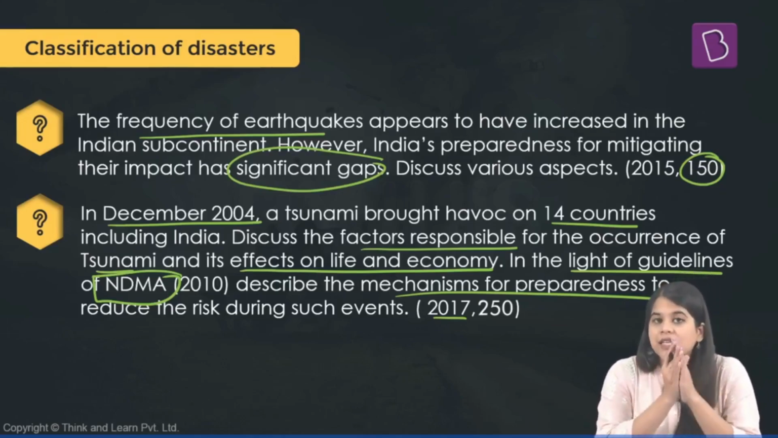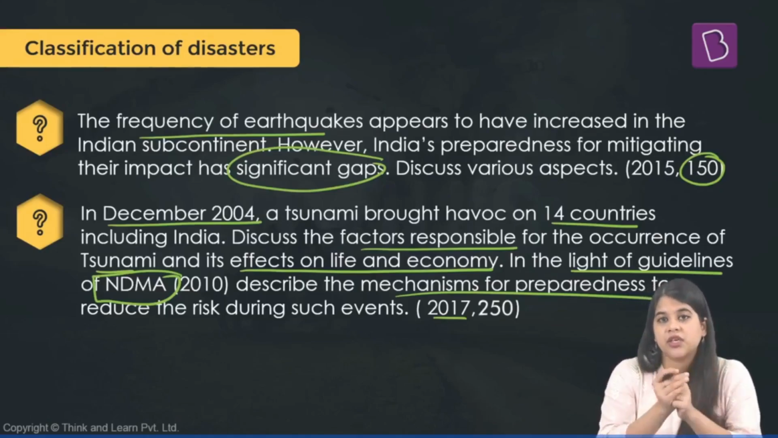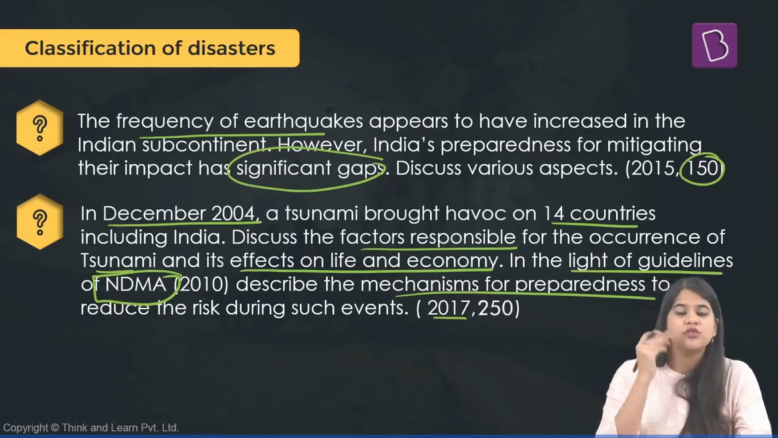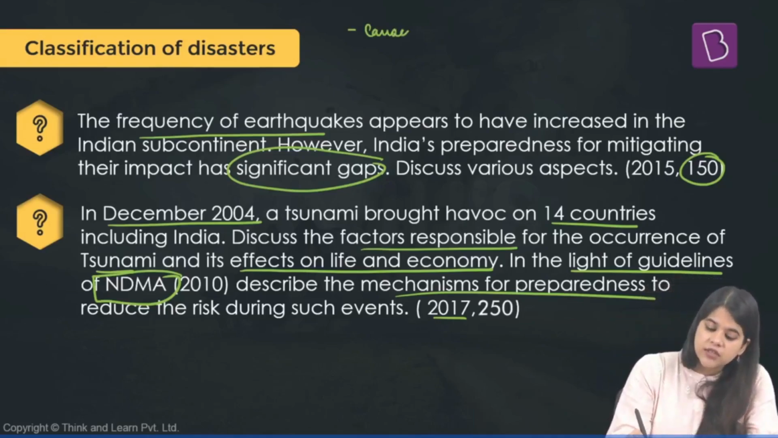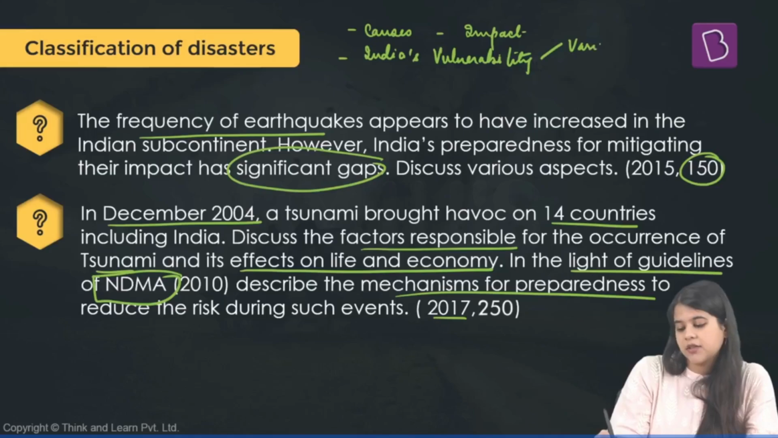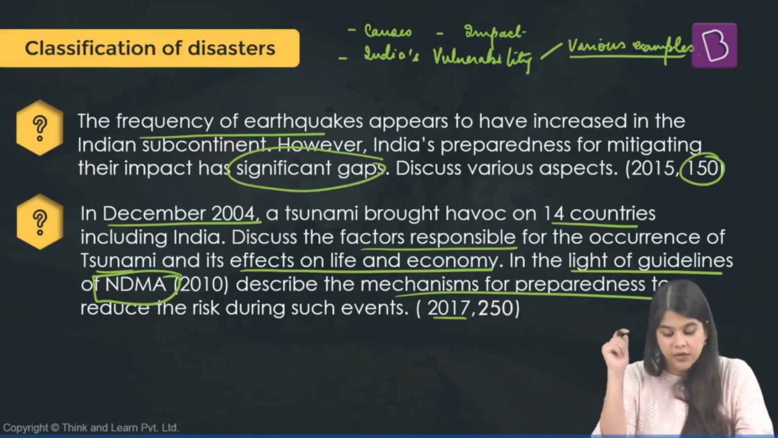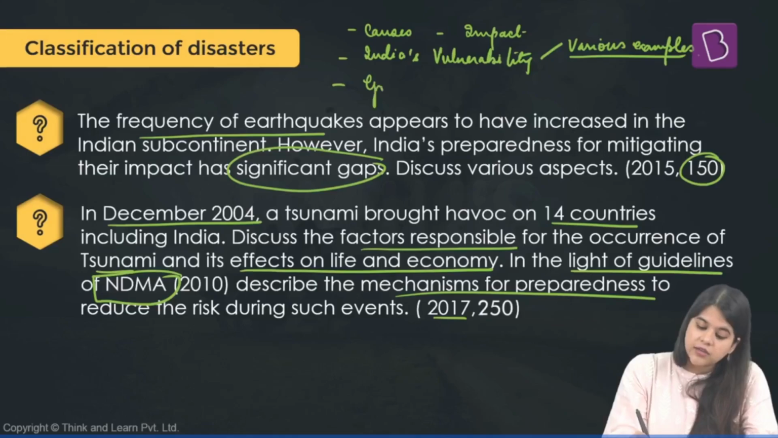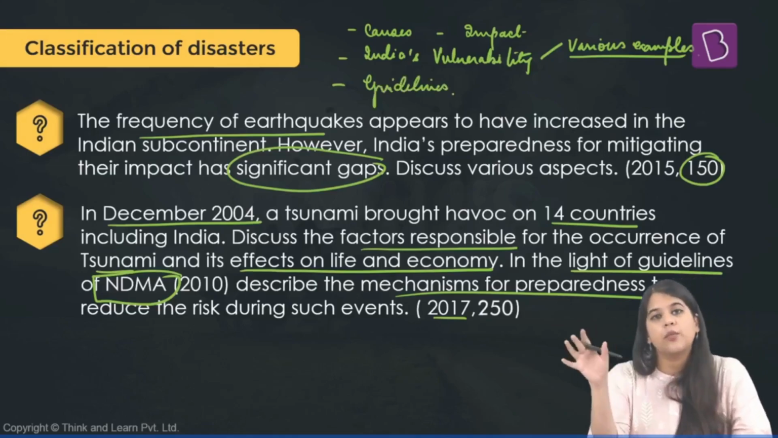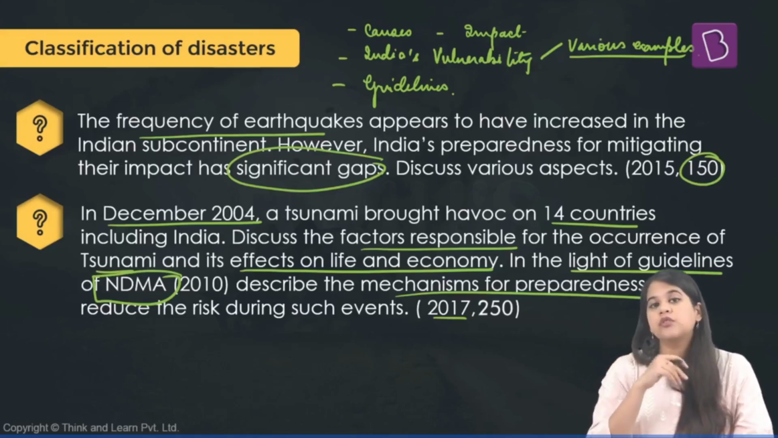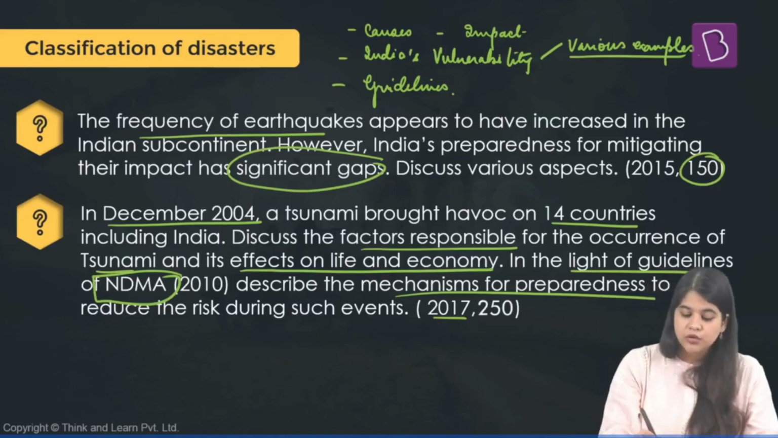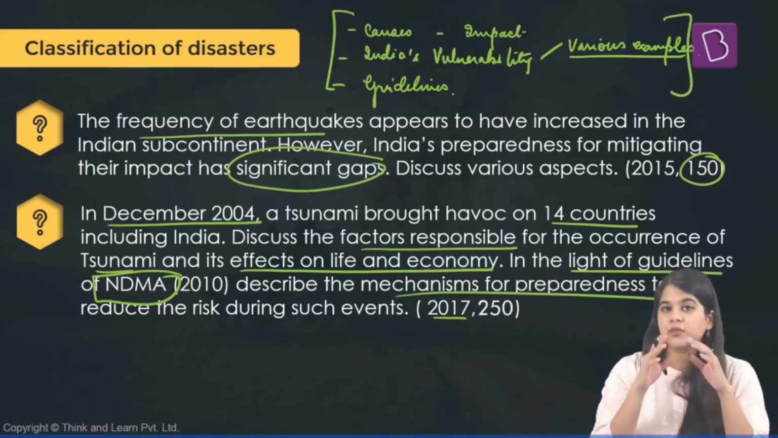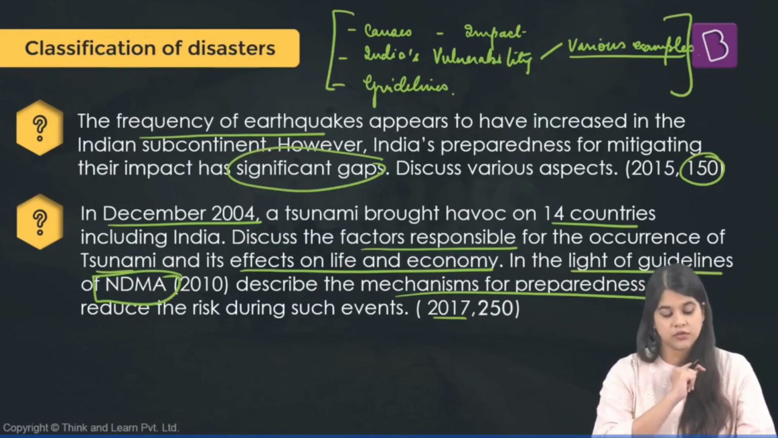So we can see that in the module on classification of disasters, there have been varied types of questions ranging from the causes of the disaster, the impact of the disaster, India's vulnerability, and various incidents or examples of any such disaster striking India, and what guidelines have been adopted by India to reduce the risk towards these disasters. So we need to cover all these aspects when it comes to classification of disasters.